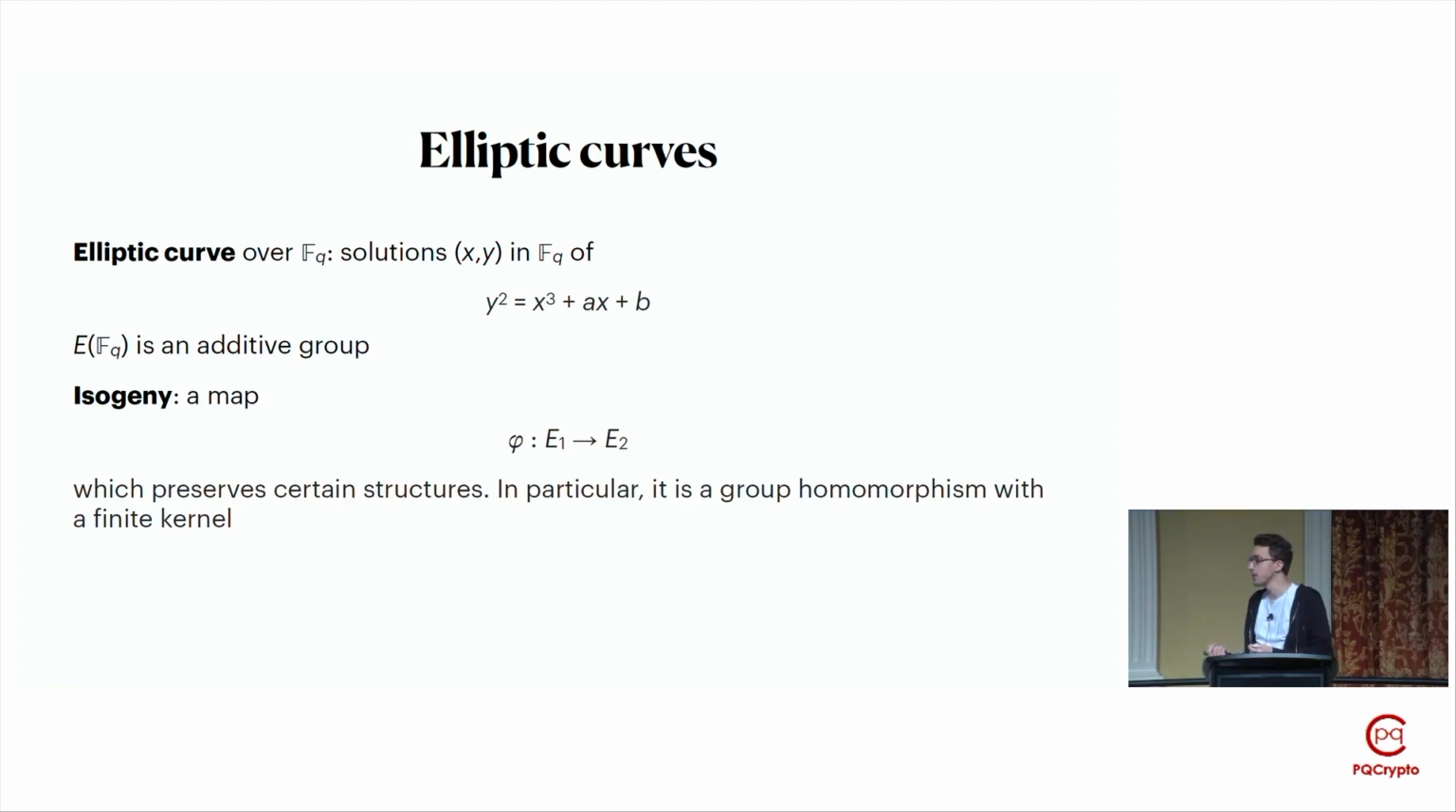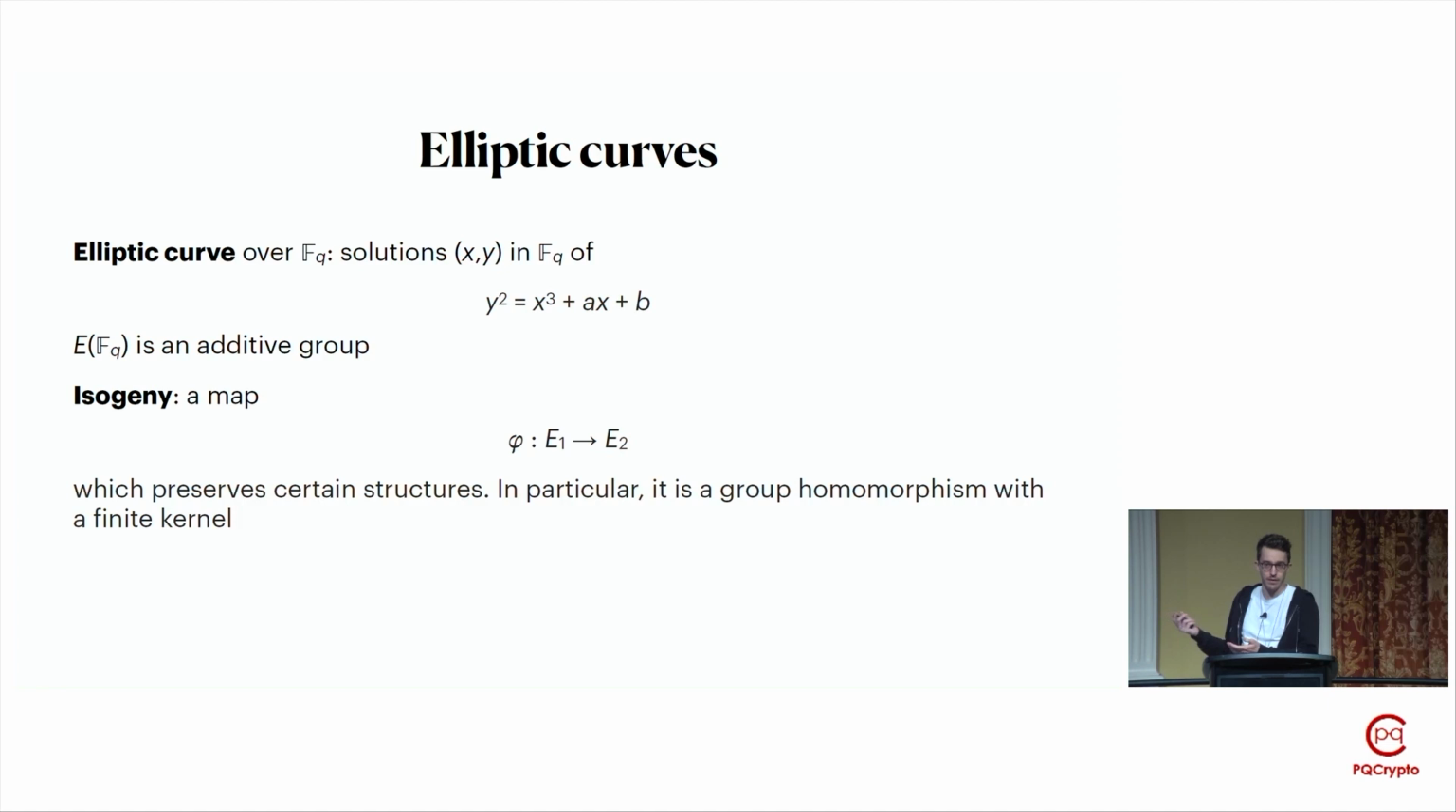If you have two elliptic curves, E1 and E2, an isogeny sends points from the first curve onto the second curve. And you don't want just any map. As I mentioned, an elliptic curve is a group, and you want these maps to preserve the group structure. So isogenies are group homomorphisms. There are more than that, but just knowing that they are group homomorphisms will be sufficient for the purpose of this talk.